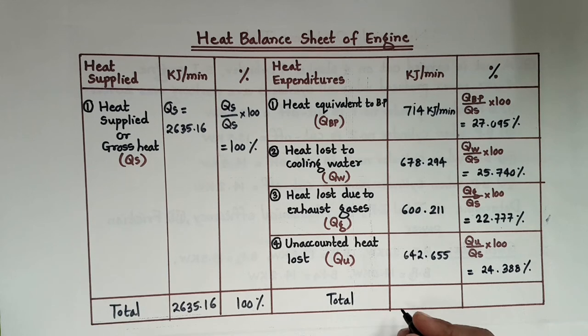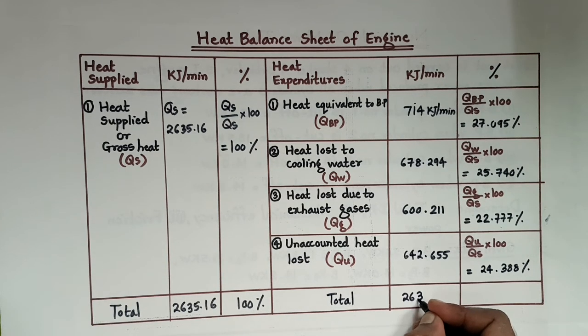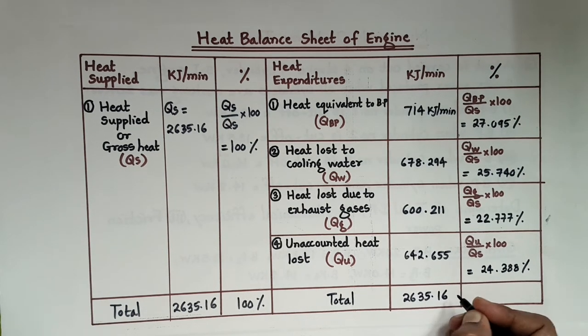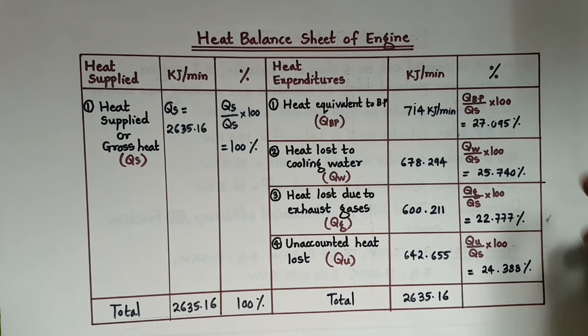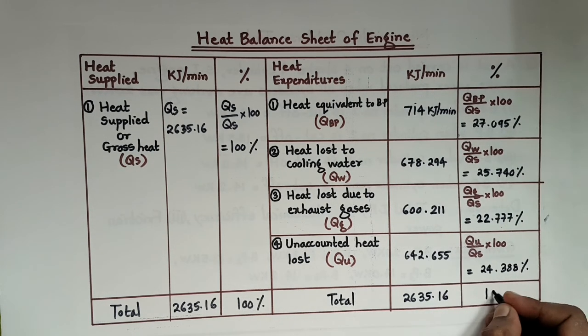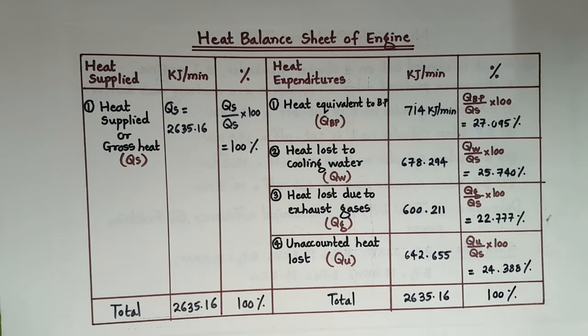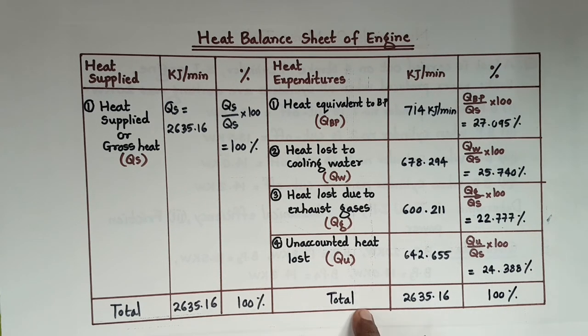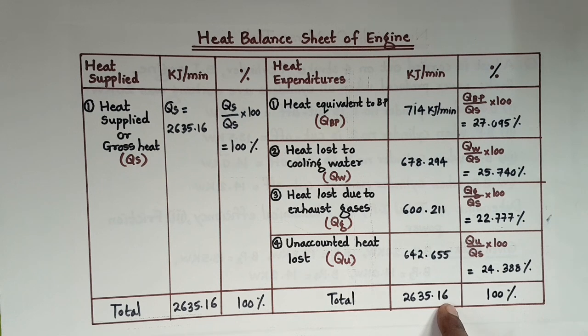Now we'll add all these elements of heat and determine the total expense. So the total expense value is 2635.16. Again we'll add all the percentages, and upon adding we found 100%. So why is it known as a heat balance sheet? Since heat supplied is 2635.16, which is equal to 100%, and all the expenses after adding we got 2635.16, therefore it is 100%.